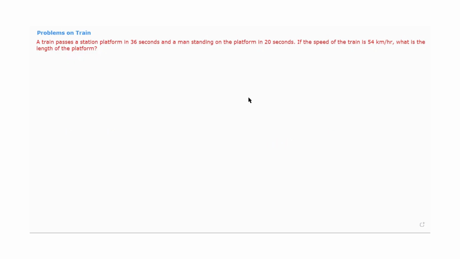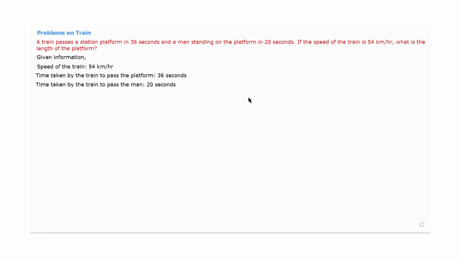Given information, speed of the train, 54 kilometers per hour. Time taken by the train to pass the platform, 36 seconds. Time taken by the train to pass the man, 20 seconds. First, we need to convert the speed of the train from kilometers per hour to meters per second, since the time given is in seconds.